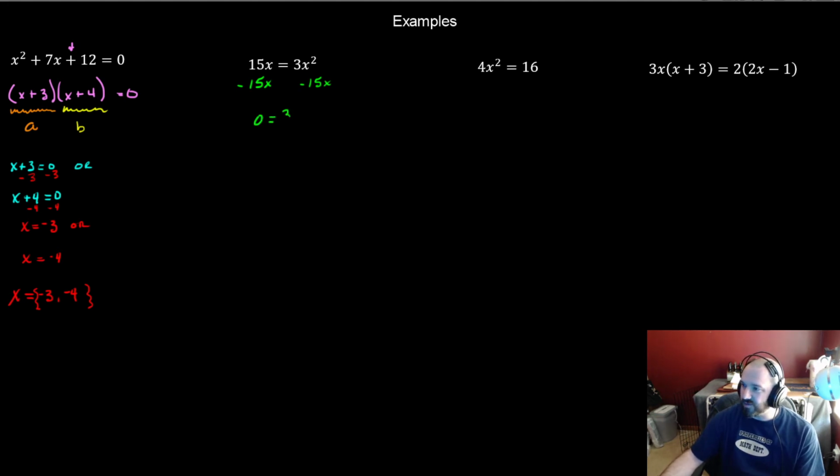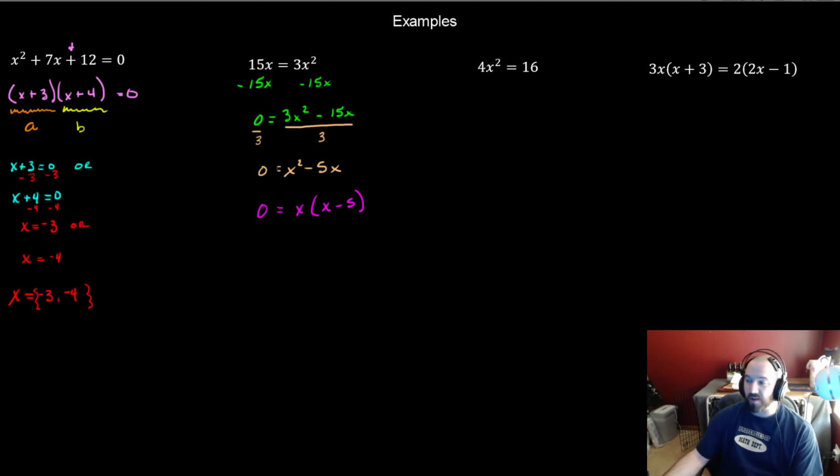We get 0 is equal to 3x squared minus 15x. To make my life a little simpler, I am going to choose, because I see that 3 and 15 have a common factor that's numerical, not a variable, I'm going to divide both sides by 3. That's going to give me 0 is equal to x squared minus 5x. So now I have a polynomial is equal to 0. I'm going to go ahead and factor this out. 0 is equal to x times x minus 5, since x is a common factor. So I'm done. The x minus 5 is already a linear factor.